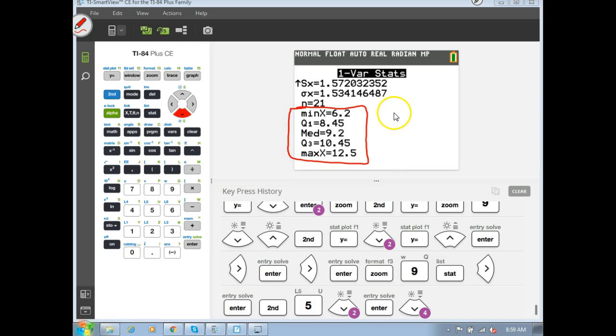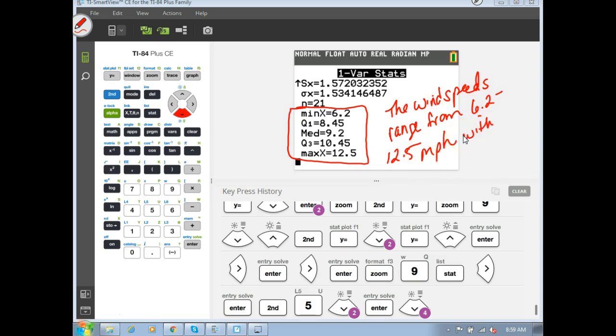So I'm supposed to be working on 3B right now, to summarize the data. So the wind speeds range from, let's see, 6.2 to 12.5. I don't think this is going to be my day, guys. 6.2 to 12.5, is it miles per hour? Is it knots? What are we doing here? Miles per hour. With a median of 9.2.